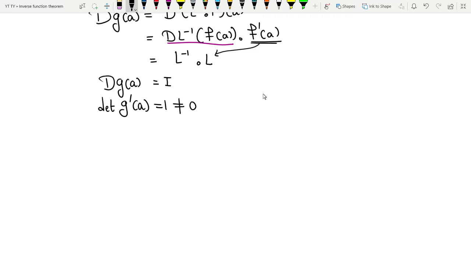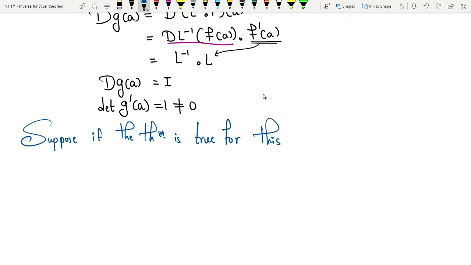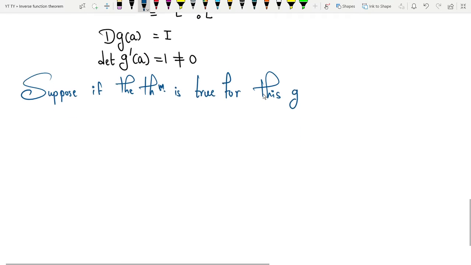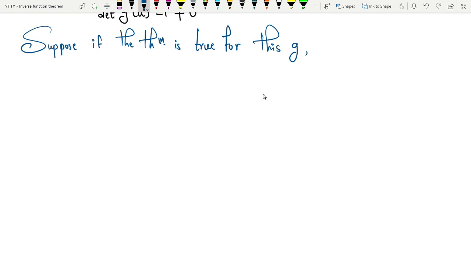But suppose I just write it like this: suppose the theorem is true for this g. We will prove it. If assuming this helps us, then in the next step we are going to prove this theorem is true for g. But for now, let us just assume that the theorem is true for g. Will it help us to prove it for f? That we are seeing. Okay, suppose this theorem is true for g, then what will happen?